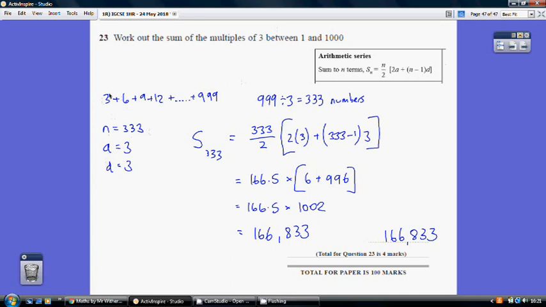The first number, a, is 3. And our common difference, the amount we're going up each time, is also 3. So n is 333, a is 3, and d is 3. Substitute this into this formula. We get this, and that gives us, when we multiply it together, 166,833.